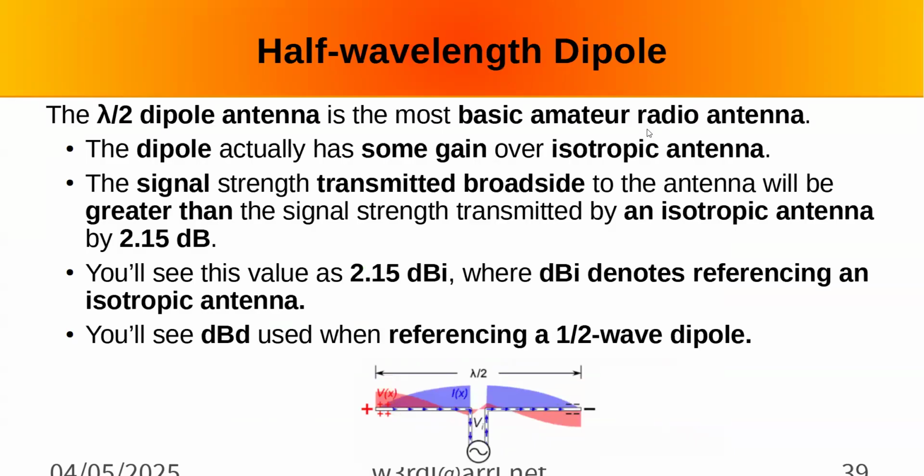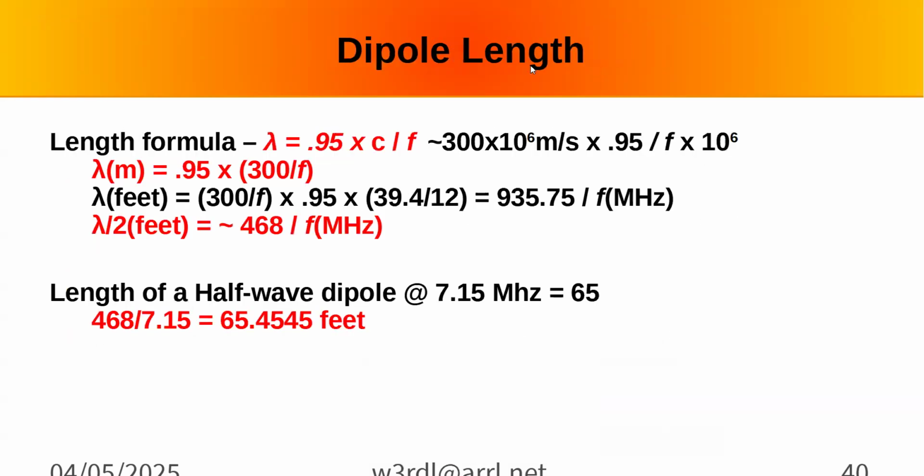So we mentioned that it's 2.15 dB relative to the isotropic. I guess that's the main thing on there. It's basically 2 dB more than the theoretical antenna.